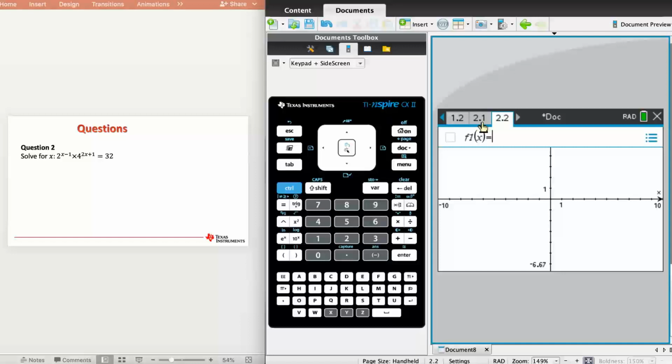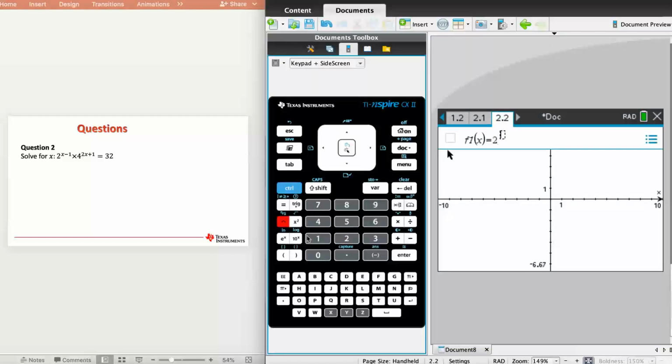Right, so the first graph that I'm going to draw is the left-hand side of the equation, which will be 2 to the x minus 1, right arrow, times 4 to the 2x plus 1. So that's the first part of my first graph. I'm trying to find out where this graph intersects with the line y equals 32. So tab, y equals 32. So my second graph is simply the line y equals 32.